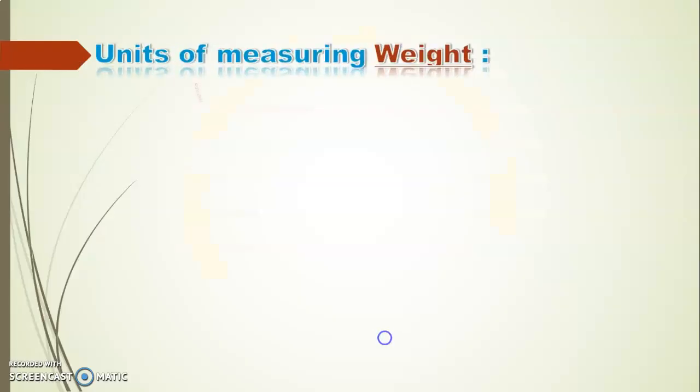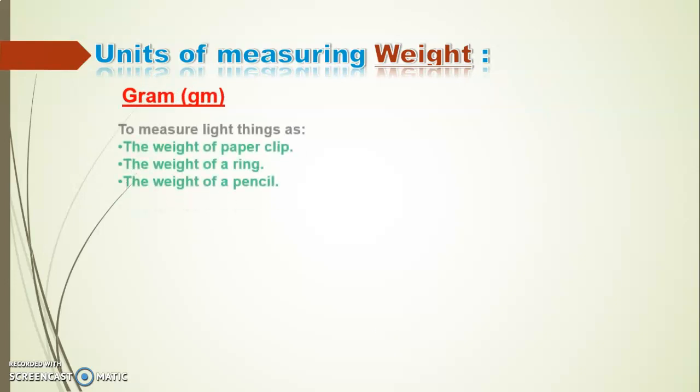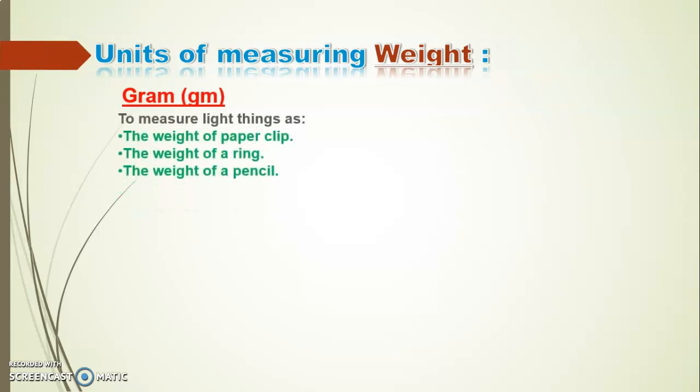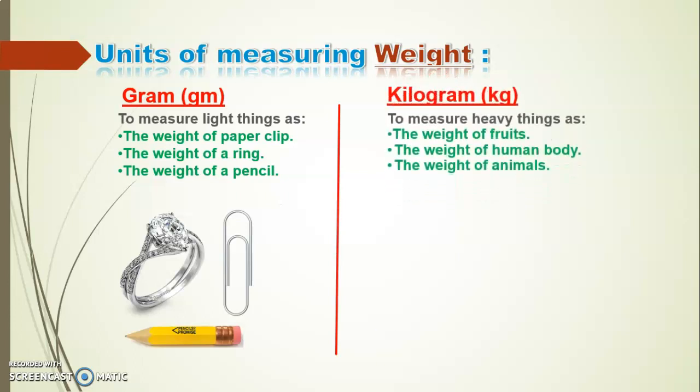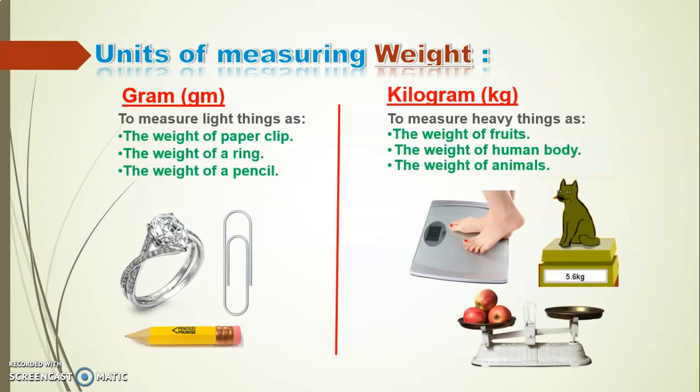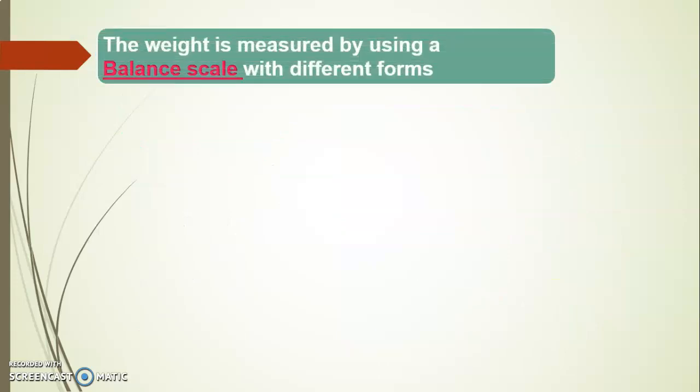Units of measuring weight. Gram: to measure light things, such as the weight of a paper clip, the weight of a ring, the weight of a pencil. Kilogram: to measure heavy things, such as the weight of fruits, the weight of the human body, the weight of animals. The weight is measured by using a balance scale with different weights.